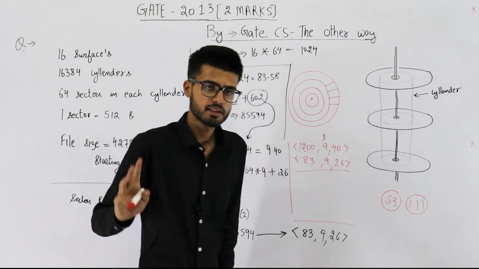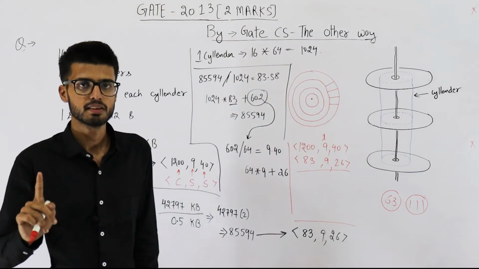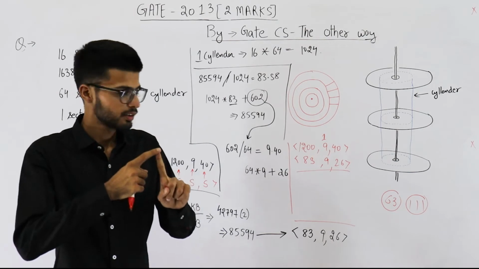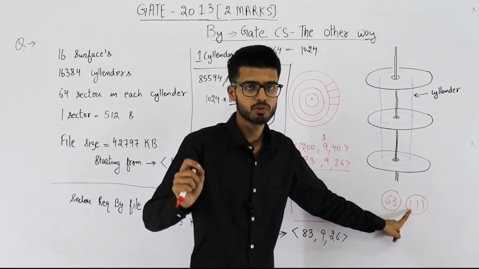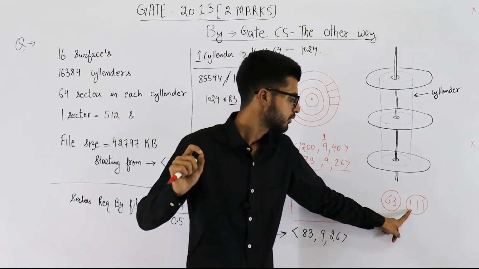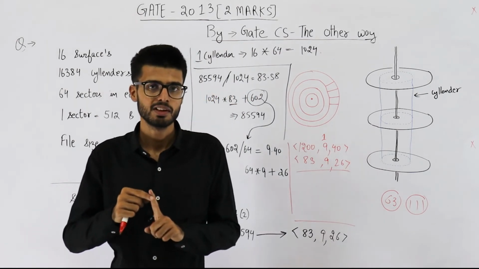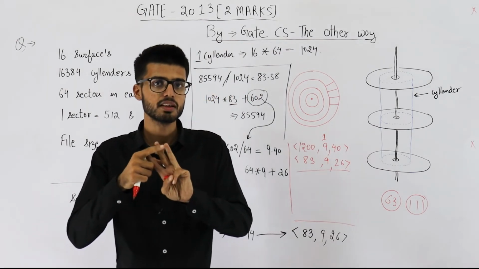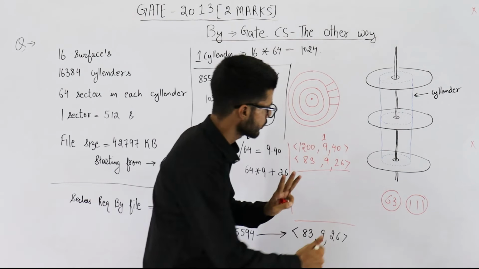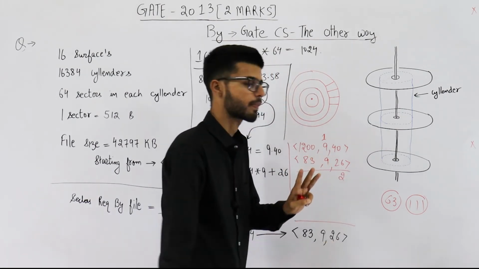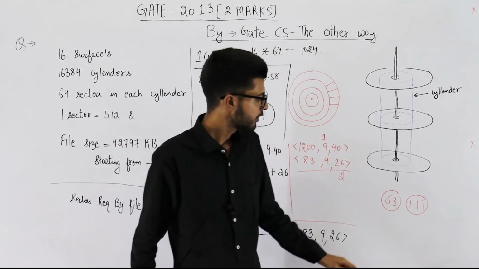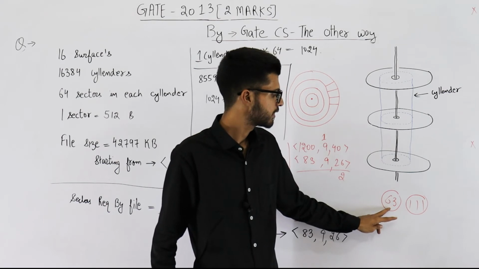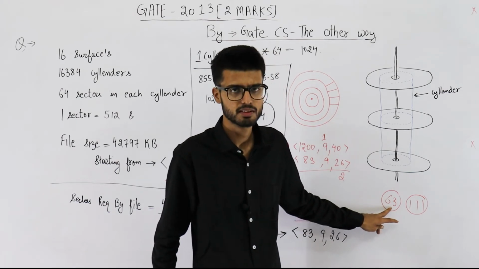3 independent sectors means their address will be 2. First sector will have address 0. Second one will have address 1. Third one will have address 2. So you are going to write here 2. And you can very well see that we are taking the maximum value as 64.